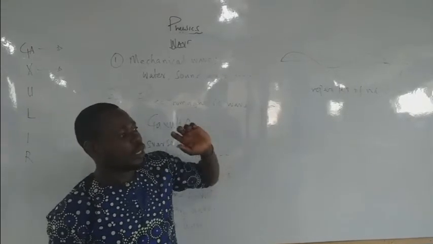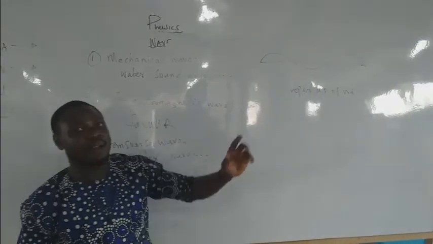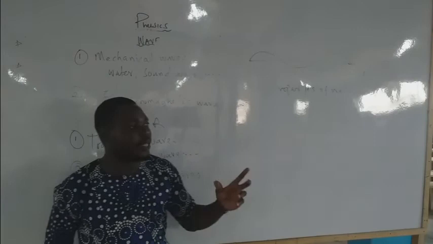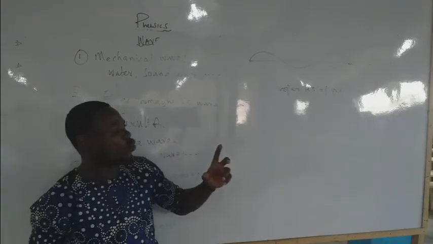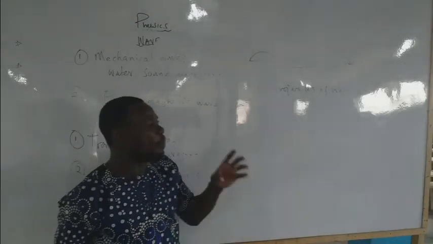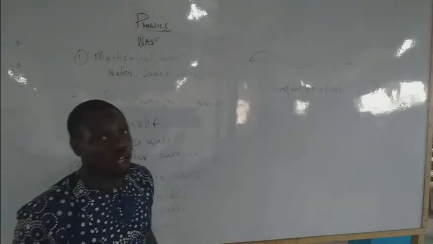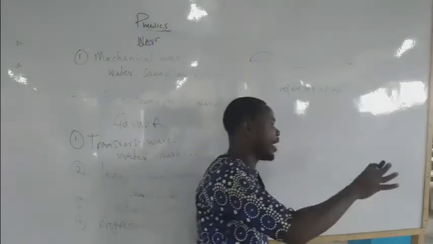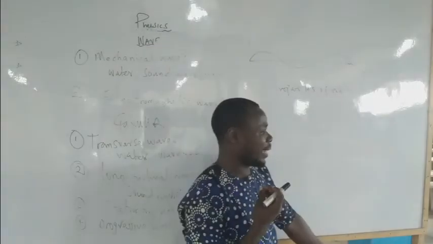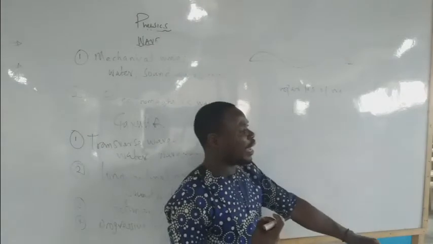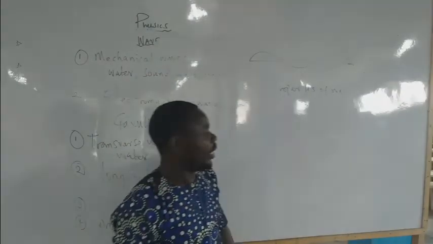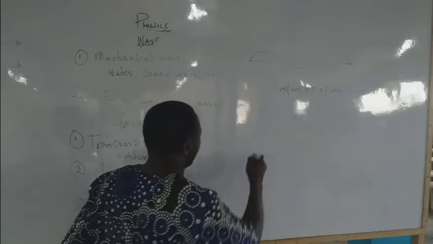Again, reflection is a bouncing back or throwing back of wave when it meets an obstacle or a barrier with minimum absorption. So when a wave hits a barrier with a minimum absorption, it will travel back. The movement of that wave is what we call reflection.